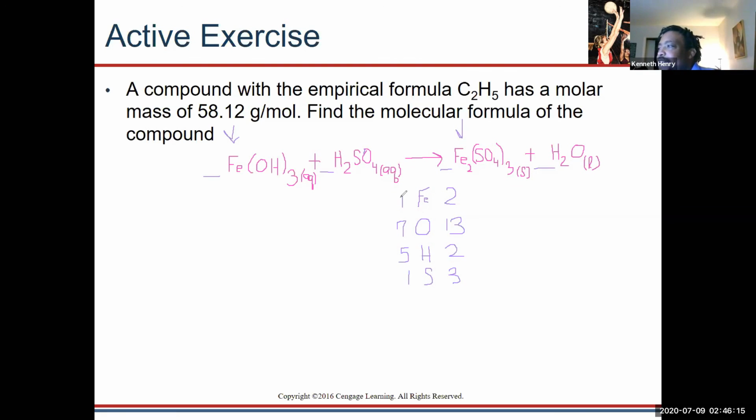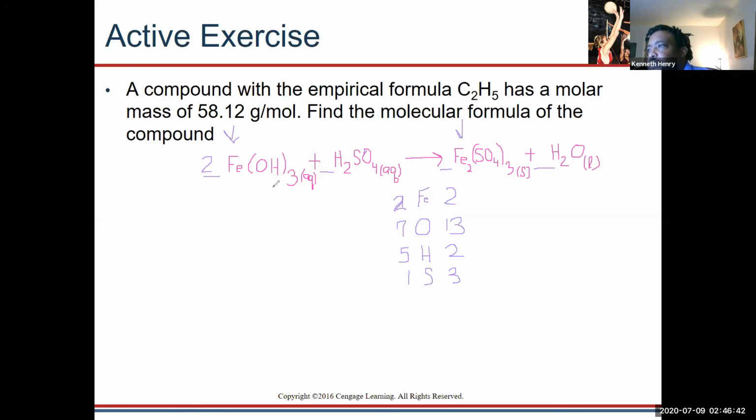Okay, so we know it isn't balanced because we have 1 on our reactant side and we have 2 on our product side. So what do I need to do to balance it? Can we add a 2 for the coefficient? Okay, so I'm gonna put 2 here. Correct. So if I do that, then that's gonna give me 2 irons.